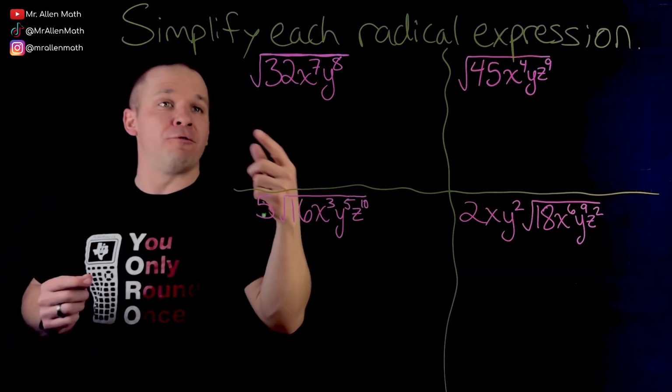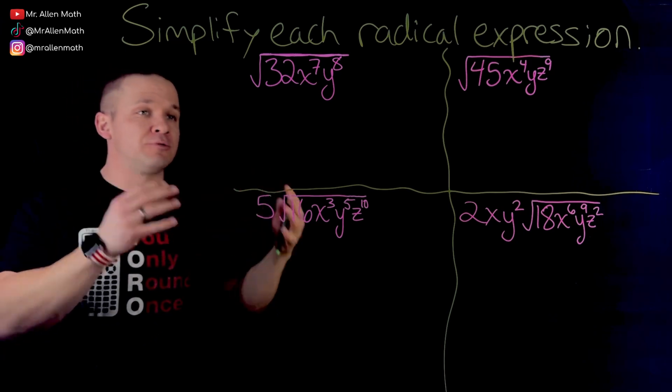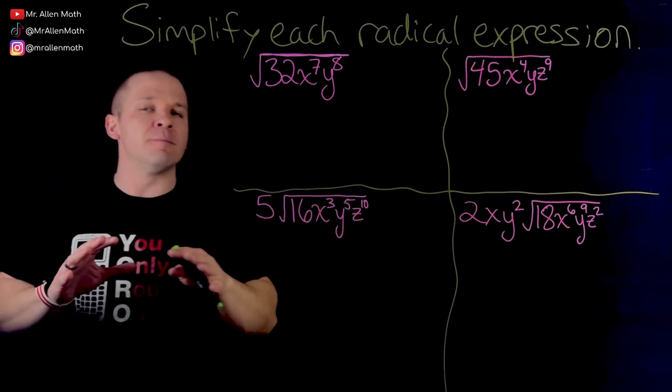If it were a cube root or a fourth root, we'd be looking for groups of 3, groups of 4, so on and so forth. We'll do that in another video. Here, we're looking for pairs.